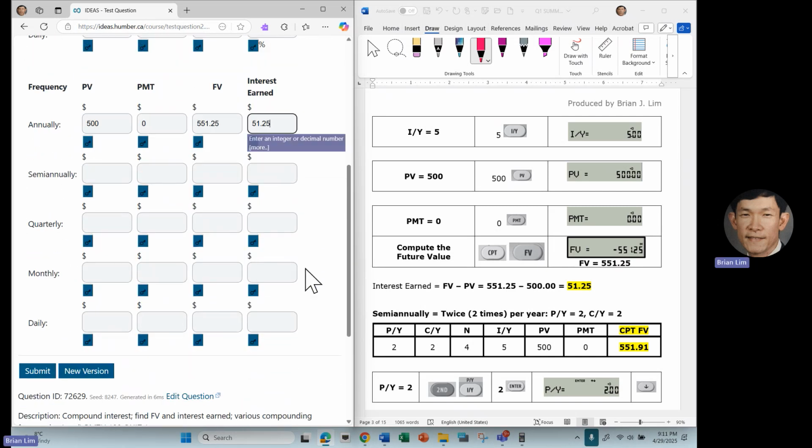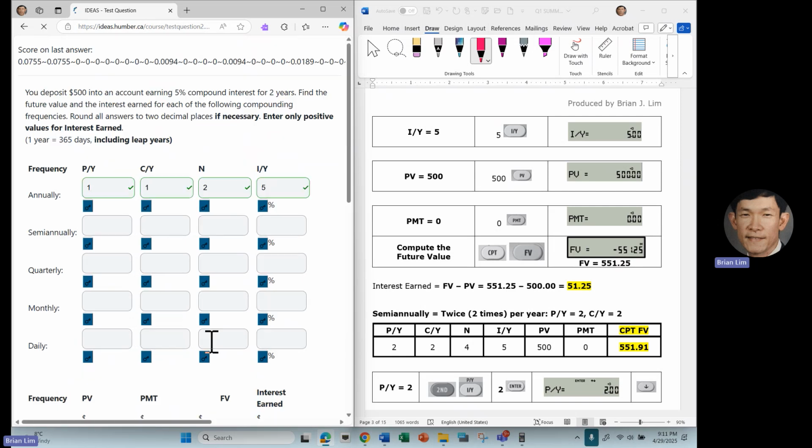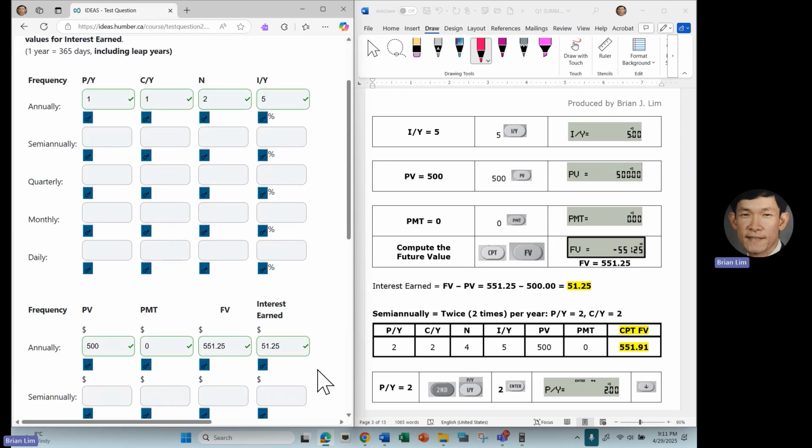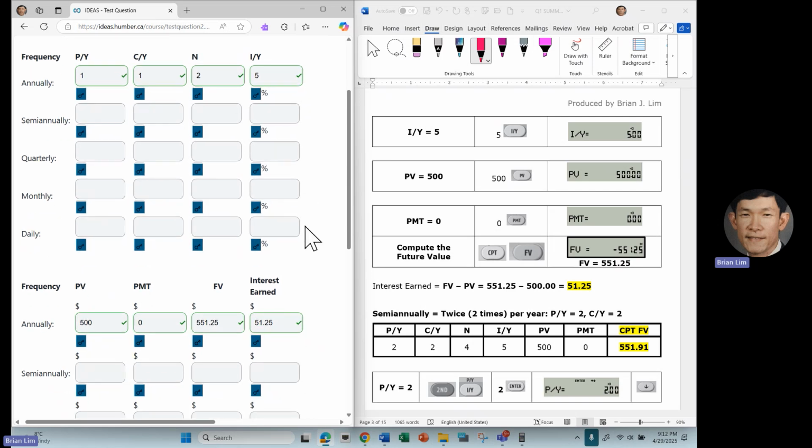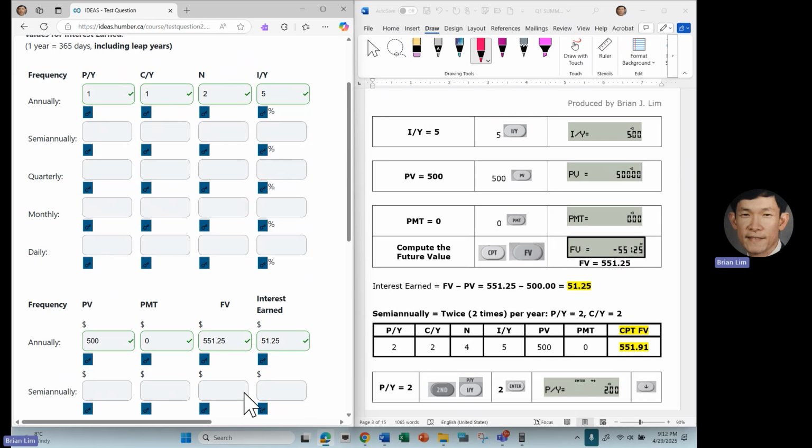Now I will submit just to check that the answers are correct, and when they're correct, you get green check marks. But I would advise you to do that maybe just the first time, because remember you only have 5 tries, and if you keep clicking, then it uses up your 5 tries. So you may want to fill in all the boxes and then check it at the very end.